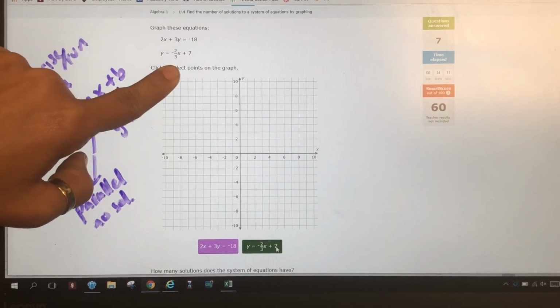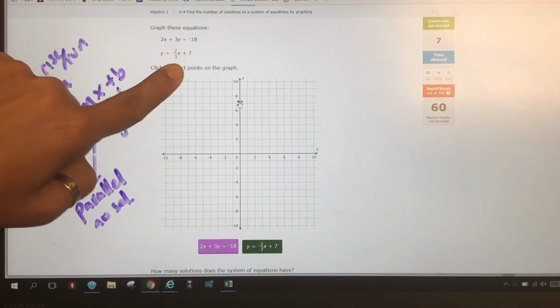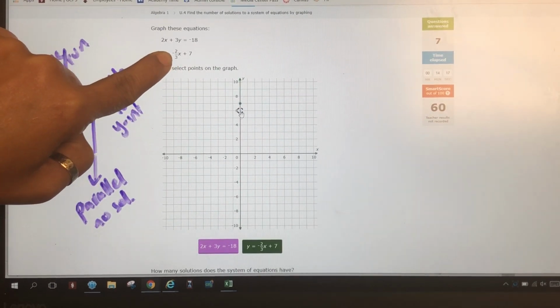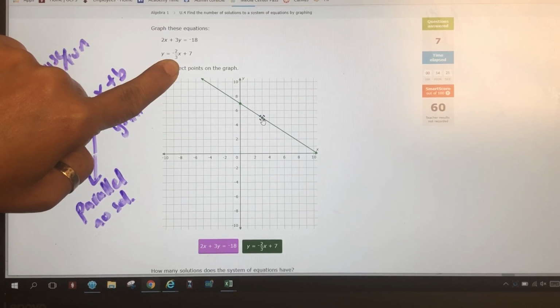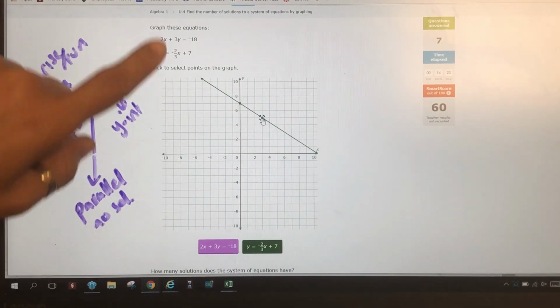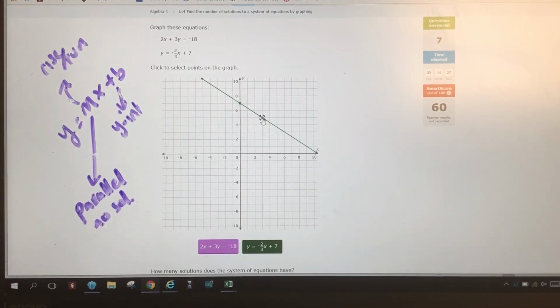So green line, and then it starts at 7. And then I'm going to do what? It says go down 2, 1, 2, and right 1, 2, 3. So that's what I did. Bam, done. Okay, this line, you can make it y equals, or you can do it by intercepts.